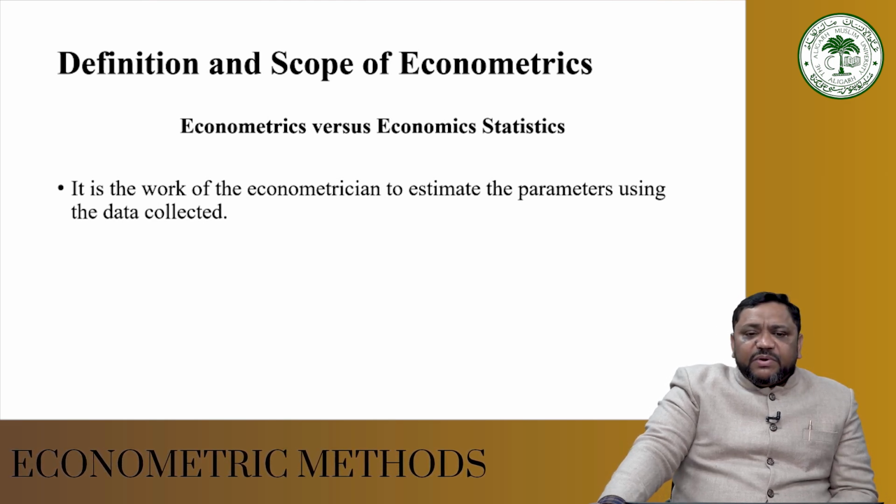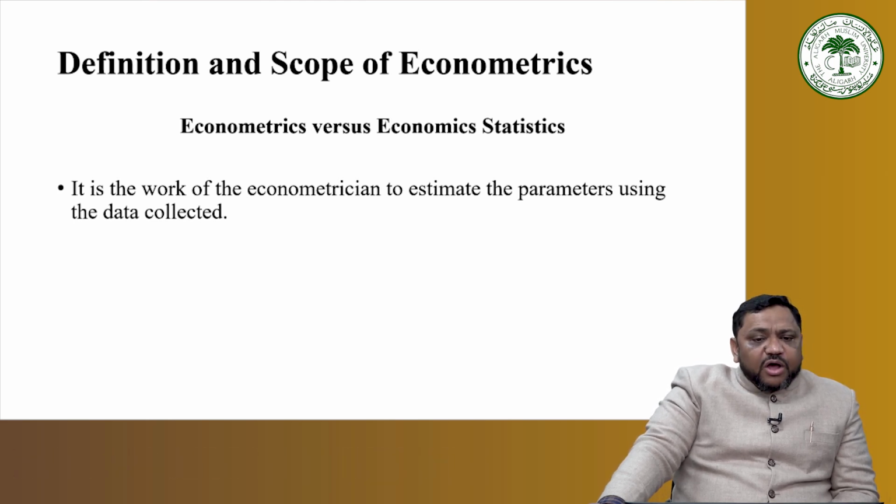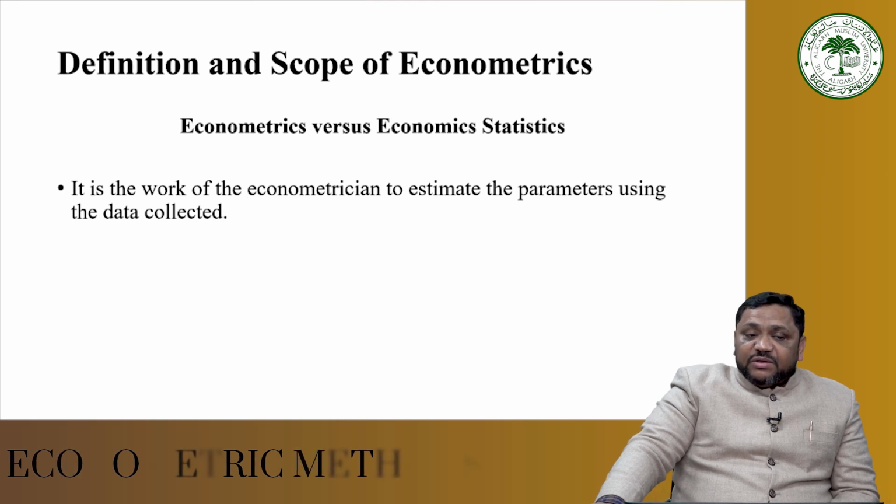Meanwhile, a related discipline, mathematical statistics, is concerned with analyzing experimental data. But in economics, we use observational data. The tools of mathematical statistics are more suitable for experimental data. Econometrics uses tools of mathematical statistics adapted specifically for dealing with observational data. It is the duty of the econometrician, using data collected, to estimate the parameters.